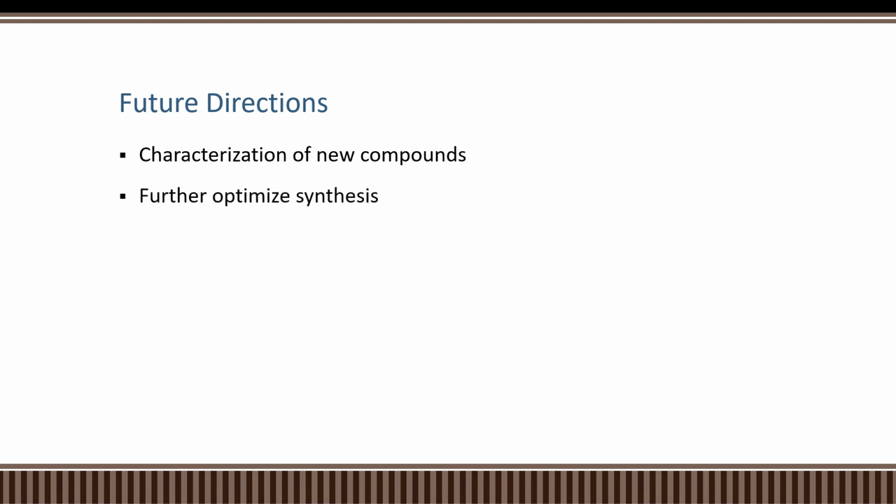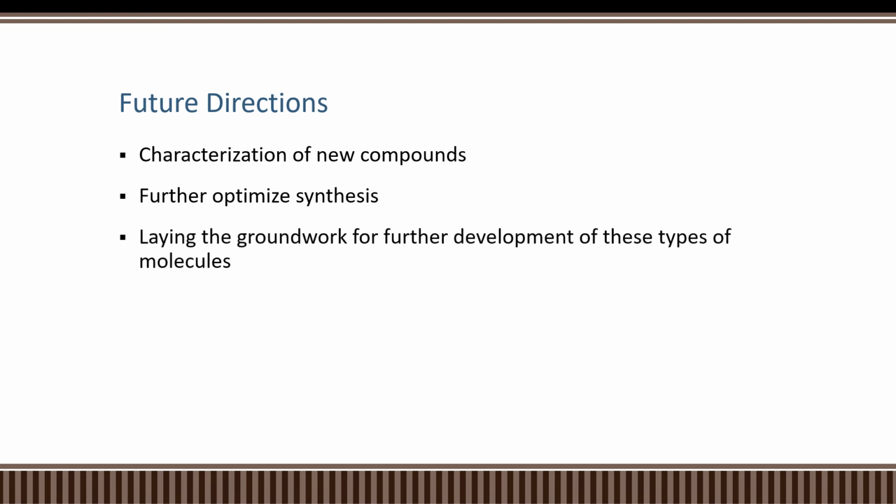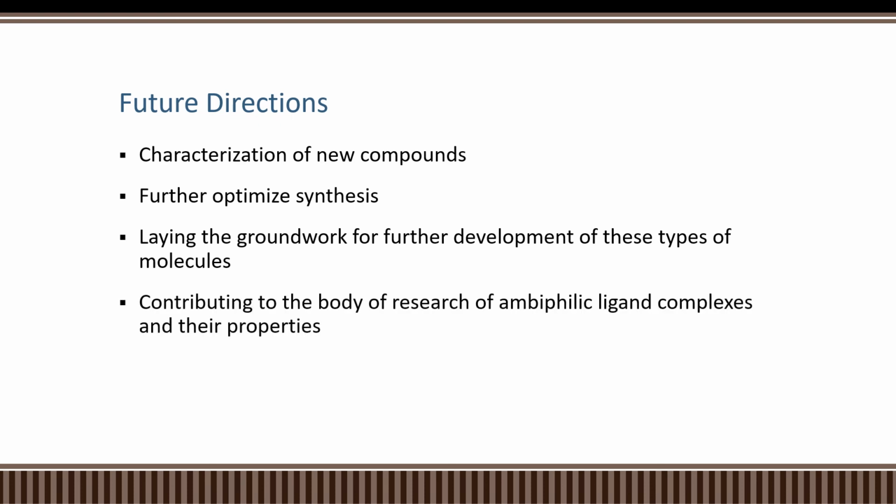So implications for the future: we have some new compounds that can be further characterized to understand their properties. We can further optimize the synthesis, which we have done and can continue to learn how to make these compounds more efficiently. This can lay the groundwork for further development of these types of molecules and can contribute to the body of research of ambiphilic ligand complexes and their properties. So that's a specific field that this could contribute to in understanding ambiphilic ligands.